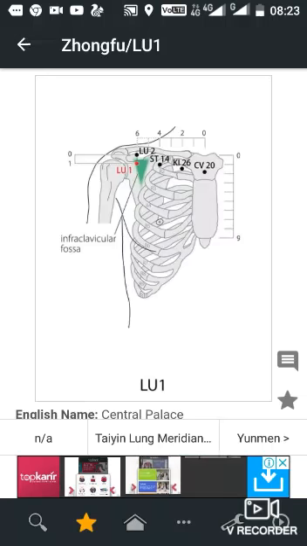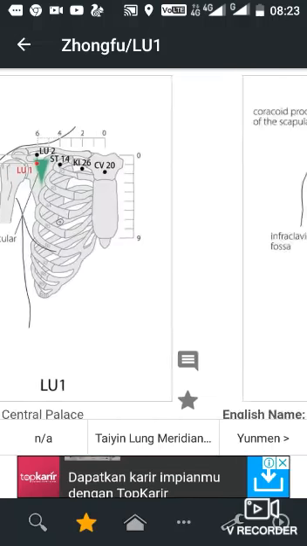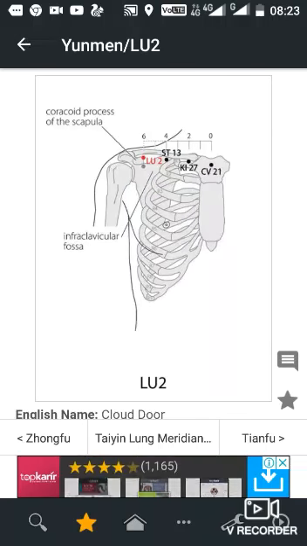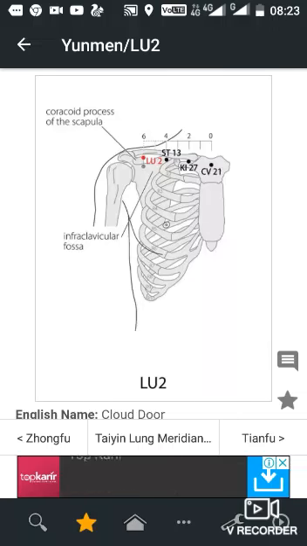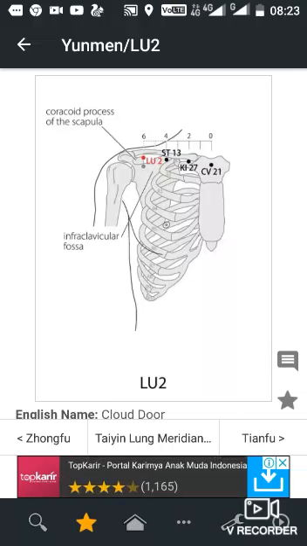Lung 1, location: 6 cun lateral to the anterior midline, level with the intercostal space below the first rib. Lung 2, location: on the laterosuperior aspect of the chest, superior to the coracoid process of the scapula, in the depression of the infraclavicular fossa, 6 cun lateral to the anterior median line.